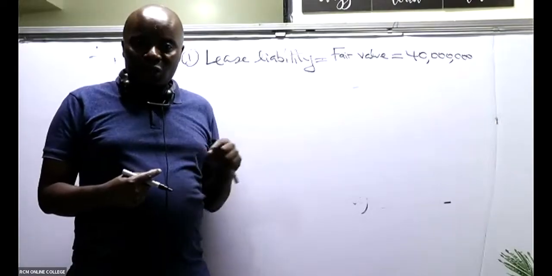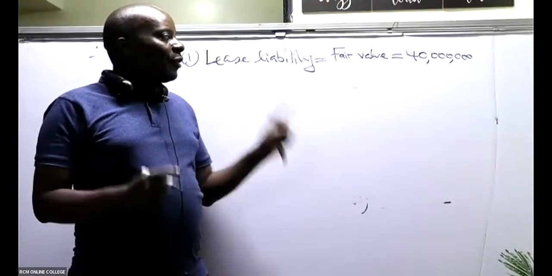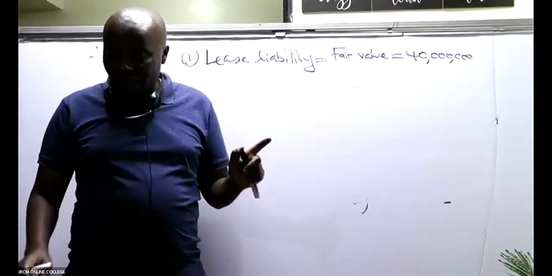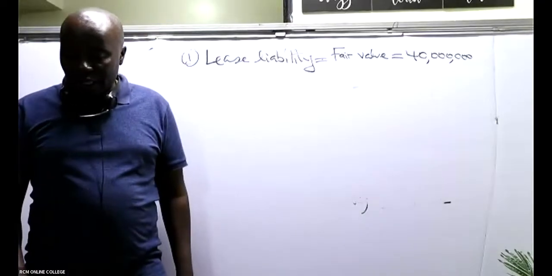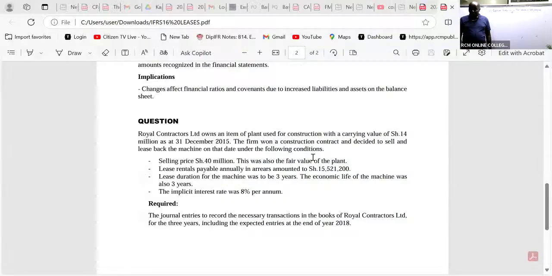Because I've been given fair value, I don't need to discount at all. Because lease liability, which is the present value of all the lease rentals, shall always be equal to the fair value of the asset. Like in this case, they have told us here that the selling price, you can see, is 40 million. This was also the fair value of the plant. And then you can see lease rentals are payable in arrears, so that concept of multiplying with 1 plus R will not apply here because this is paid in arrears.